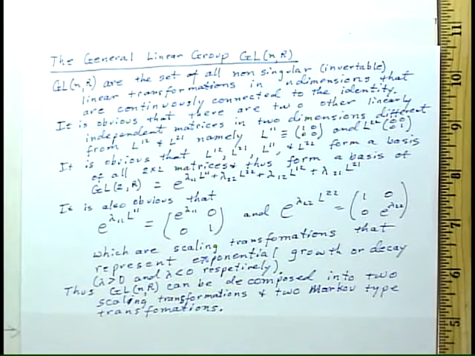Thus, the general linear group in n dimensions over the reals can be decomposed here into 2 types of transformations. Scaling transformations, which is an abelian subgroup. Naturally, these commute with each other, so it's an abelian group of order 2. And 2 Markov transformations, which is the lowest non-abelian group of order 2 that one can have, as we will show later.